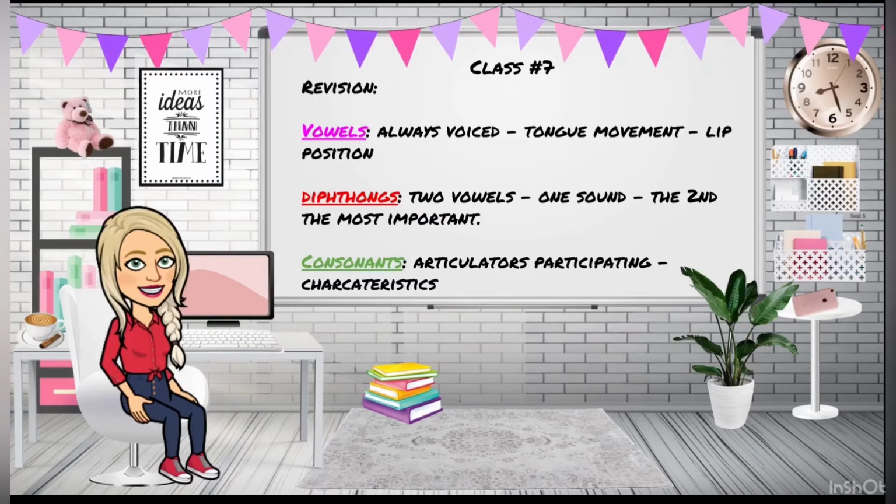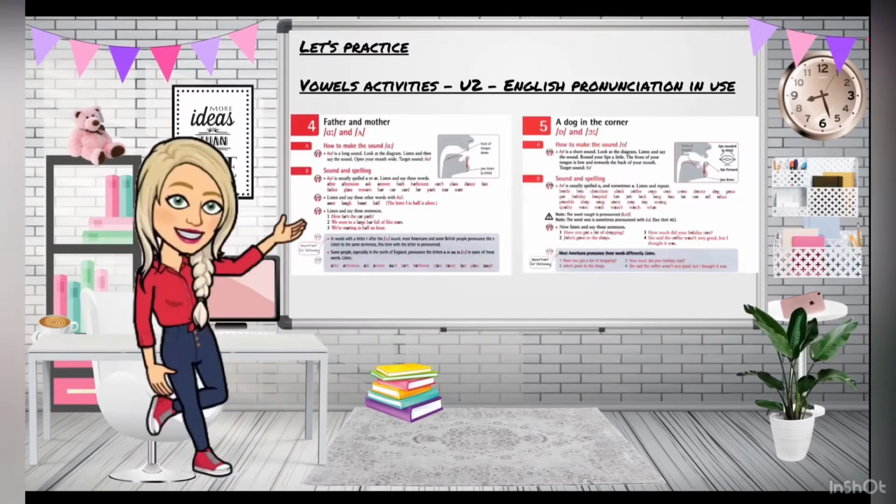Okay, then we learned that consonants need articulators to be produced. Articulators are participated, and these consonants have different characteristics, okay? We need to pay attention if they are voiced or voiceless, in which place of the mouth it is produced, in which way, okay? But let's go on with some practice.